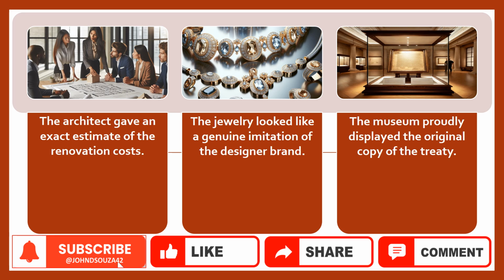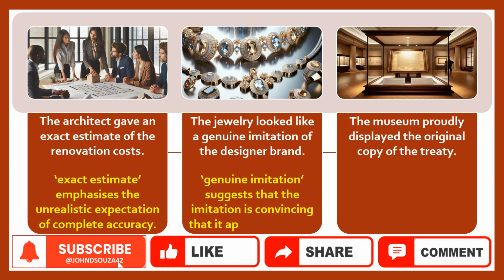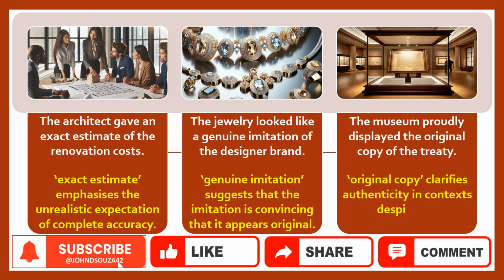First one, "exact estimate," emphasizes the unrealistic expectation of complete accuracy. Second one, "genuine imitation," suggests that the imitation is so convincing that it appears original. Third one, "original copy," clarifies authenticity in context despite the contradictory terms.